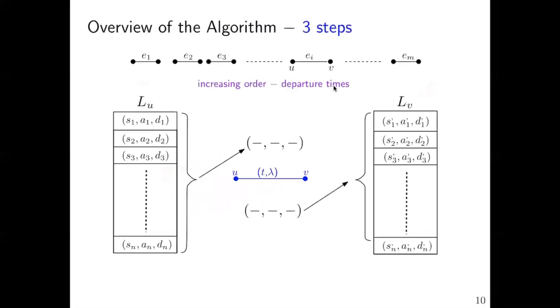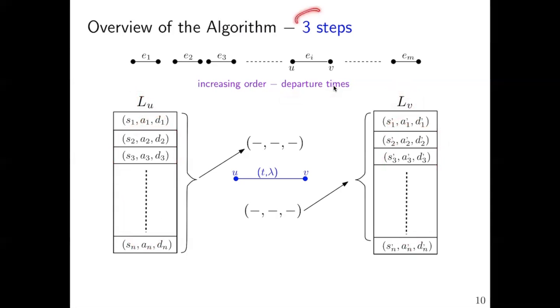Now we are describing the overview of our algorithm. As per our algorithm, we are going to process all the edges in increasing order based on their departure time. Whenever we process the current edge, we are going to perform three major steps. At each vertex, say u and v and so on, we are going to maintain a list of dominating triples.